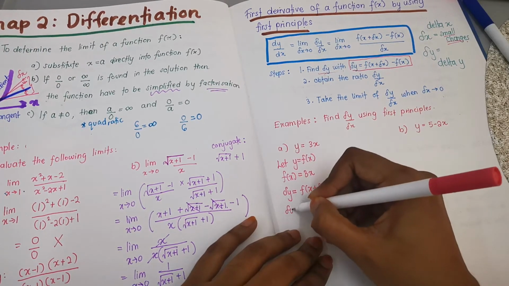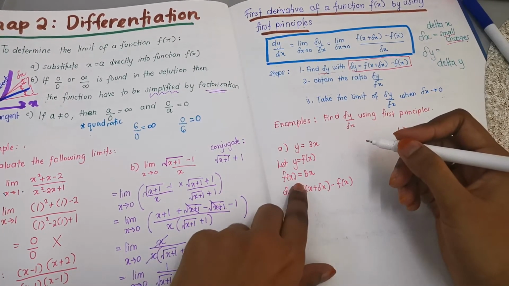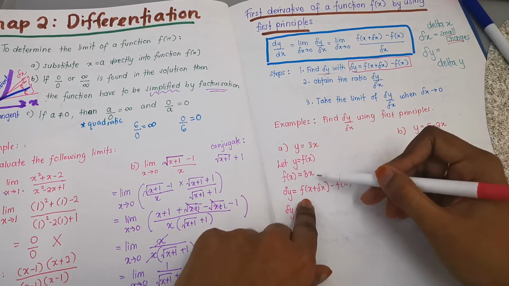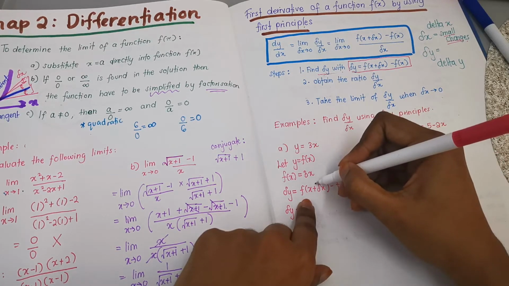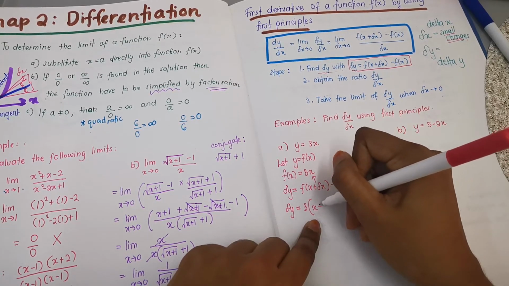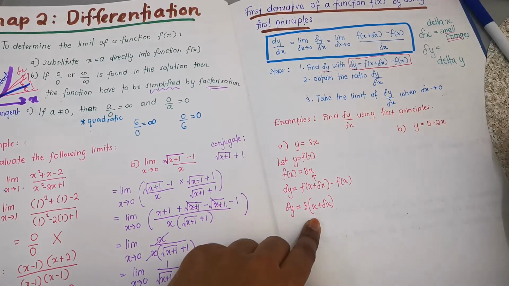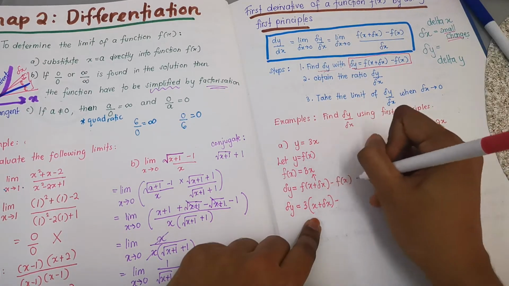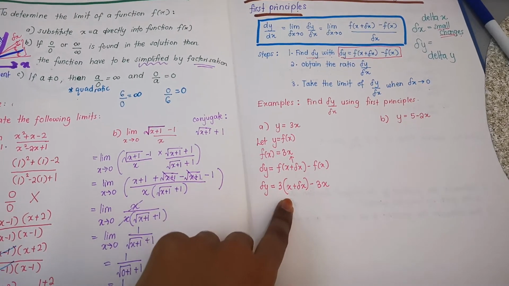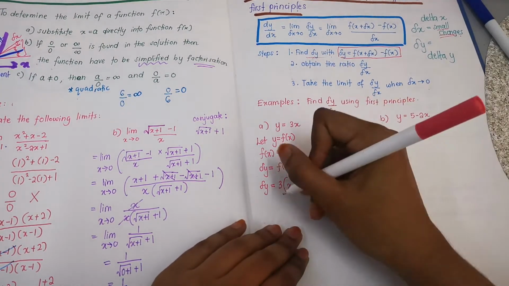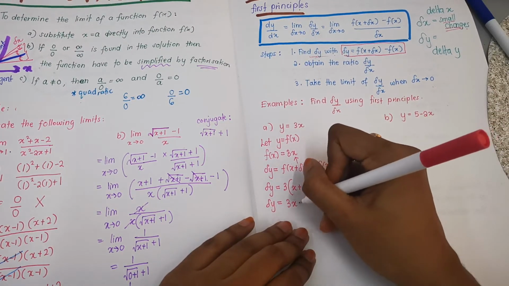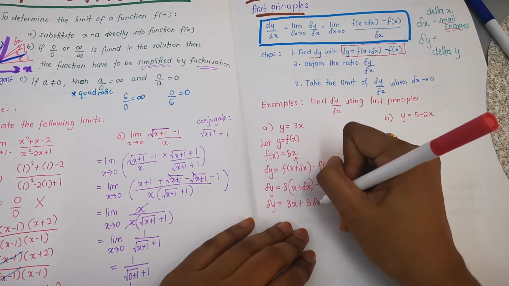See carefully. Delta y equals, okay, f(x) is 3x. If it is f(x plus delta x), what will happen inside here? This will be substituted inside here, isn't it? So it's going to be 3(x plus delta x). Okay? Then minus f(x). What is f(x)? f(x) is 3x. Alright? Okay, it's actually simple. Then write back delta y equals, times in, so 3x plus 3 delta x.